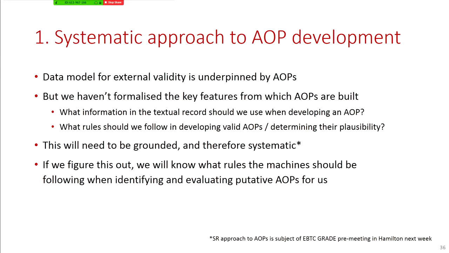So systematic approaches to AOP development, I think we're seeing this morning, so I'm not going to dwell on it, and loads of people know way more about this than I do. One of the things we do need to do is formalize the key features from which AOPs are built within a systematic framework, basically. So we need to know what information in the textual record we should be using when developing an AOP and get those rules really clear, right? And we need to know what rules we should be following when we're developing valid AOPs or determining their plausibility. That will need to be grounded, it will need to be systematic. But if we can figure that out, we know what rules the machines should be following, okay?